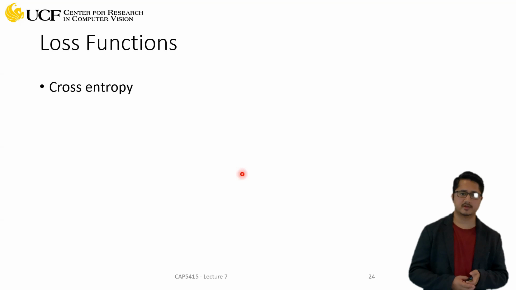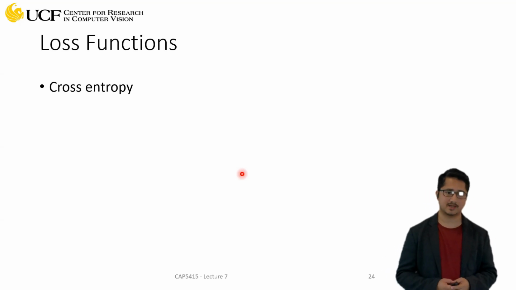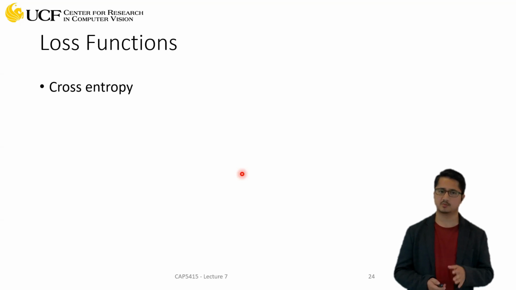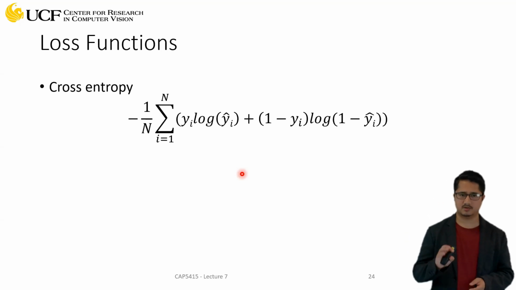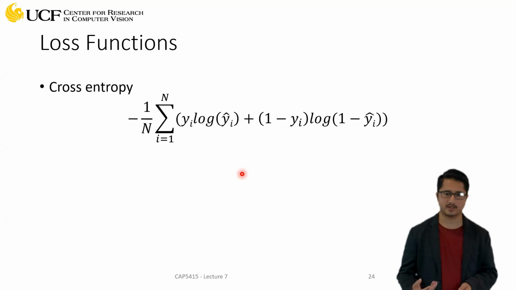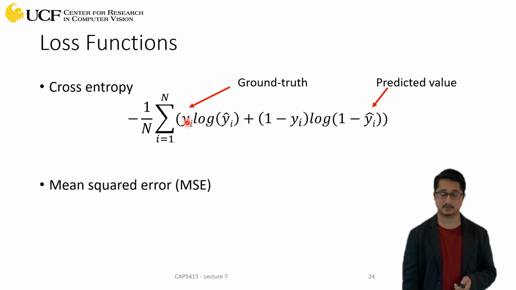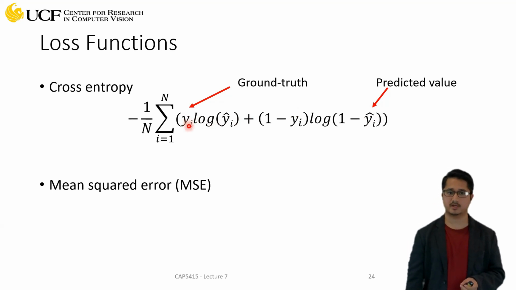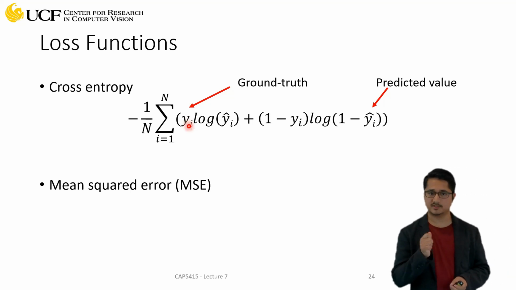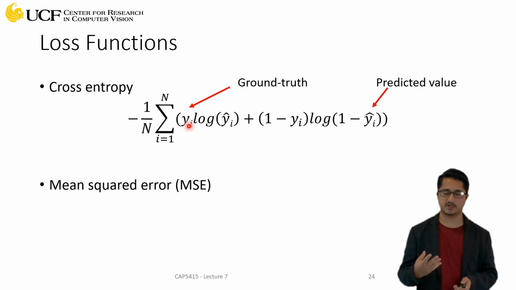Okay, so let's quickly go over some of the loss functions which can be used to estimate how good your network is doing. And the most popular one is cross entropy, and I think you will use this a lot. And I will also try to briefly explain why it actually works. So the simple equation for cross entropy is, the hat is the predicted value, and the value without a hat is the ground truth. Okay, so let's treat this value as 0 or 1. 0 means the object is not present. 1 means the object is present.